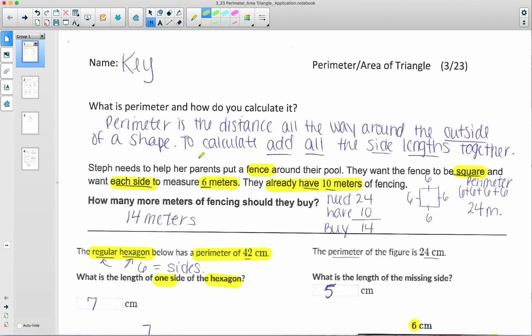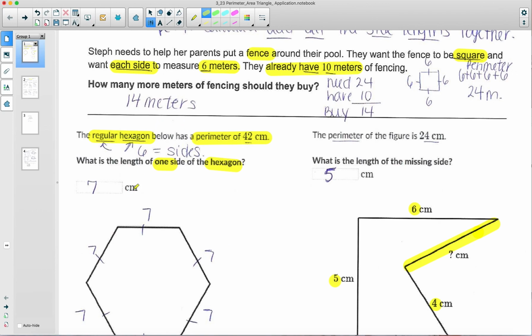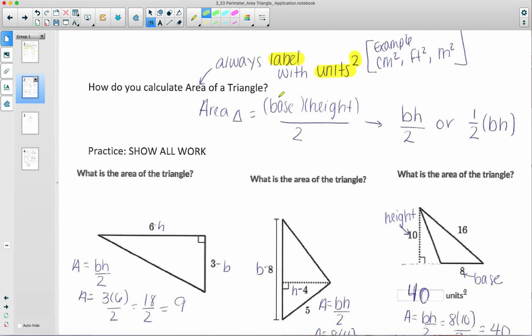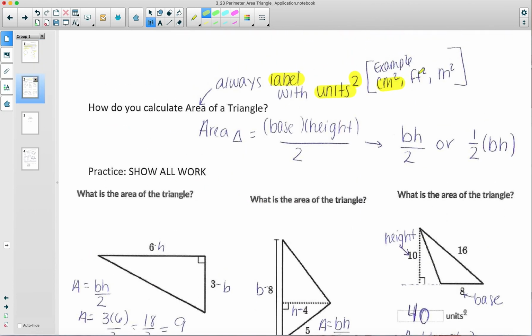Whereas if you take a look here for perimeter, we were just talking about centimeters or meters. It's 1-dimensional. Area, on the other hand, is 2-dimensional. So we have centimeters squared, feet squared, meters squared. So just keep that in mind.